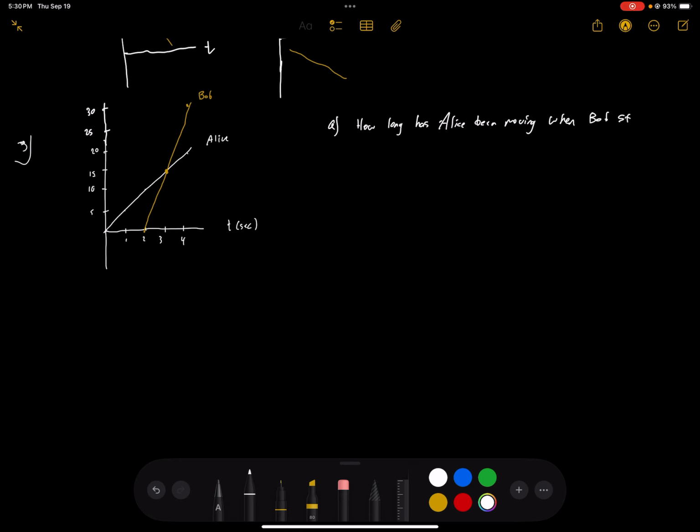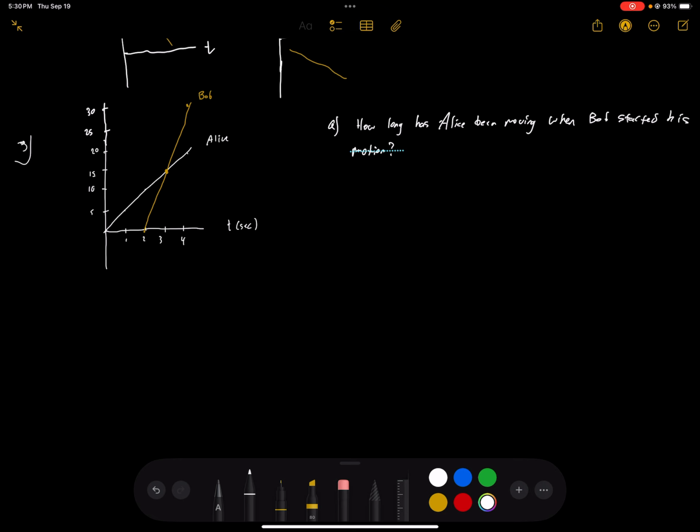Or I should say, started his motion. All right, so this is kind of a freebie, because all you're doing is just reading the graph. So you look at the graph, I see the line for Alice. She starts at t equals 0, and she's moving as such. And then here's Bob, he starts at t equals 2.